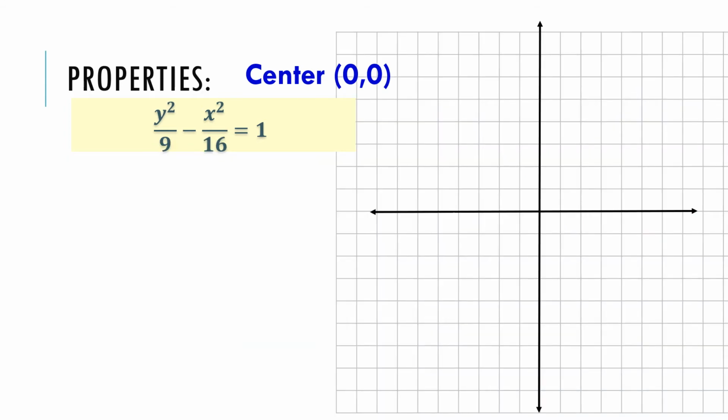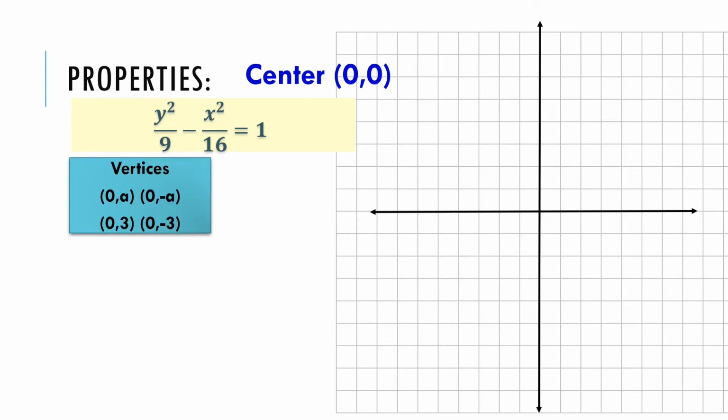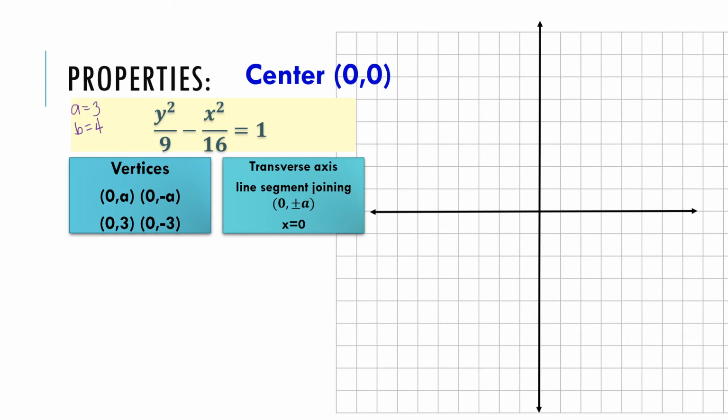Okay, example. Y squared over 9 minus x squared over 16 equals 1. Our vertices, sige, identify muna pala natin what is A. Hindi porke 16 yung mas malaki ay 4 ang A natin. Hindi, dun tayo sa positive. So, ang ating A ay 3, ang ating B ay 4. So, our vertices is at 0, A, and 0, negative A. So, 0, 3, and 0, negative 3.